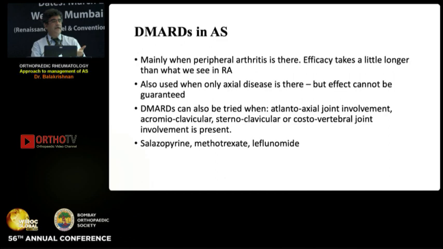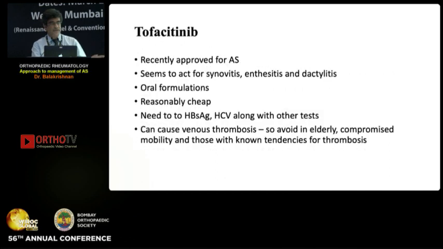And all 3 disease-modifying agents which are commonly used in rheumatoid, the conventional ones, can be used. Tofacitinib is recently approved and has helped our patients with spine and peripheral arthritis as well. It also acts on all 3 pathologies that we are talking about. I've spoken about hepatitis B and hepatitis C, which need to be checked. Thrombosis is something we have to keep in mind. Those are the 2-3 main things.